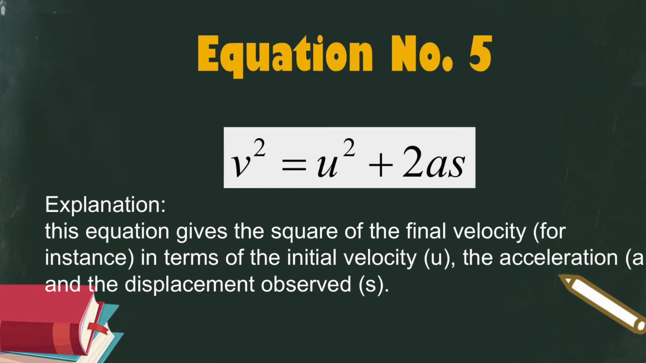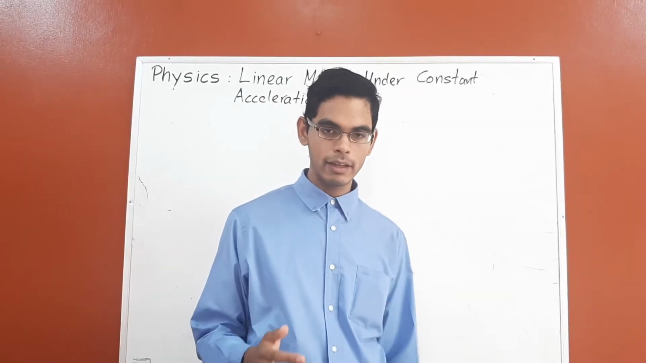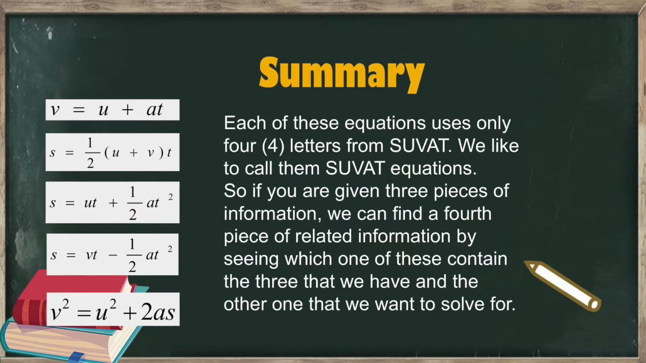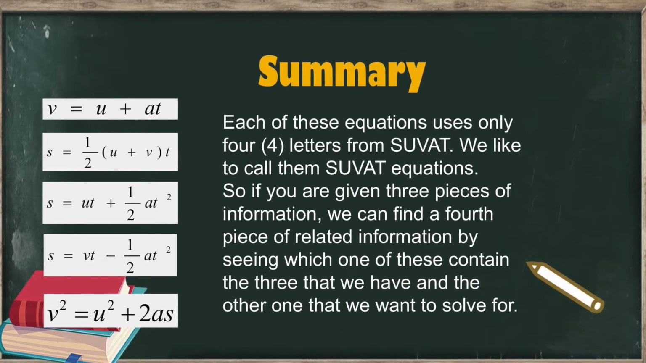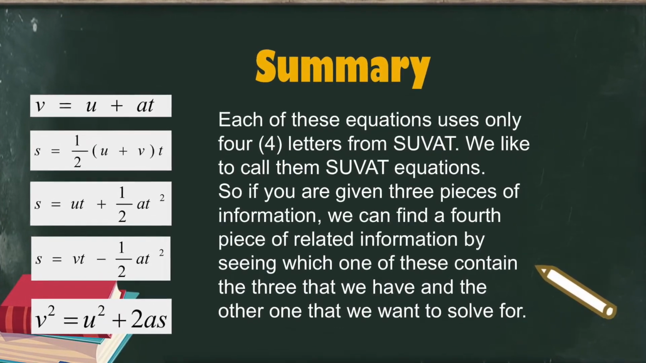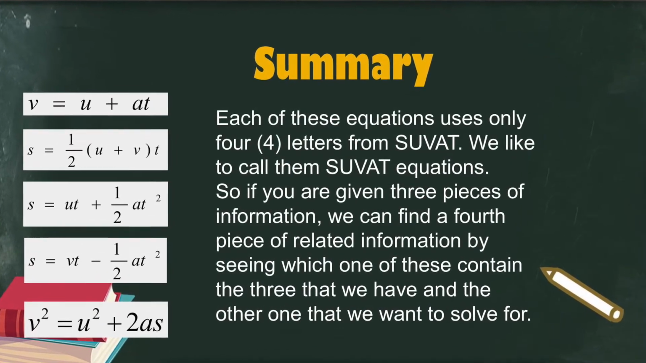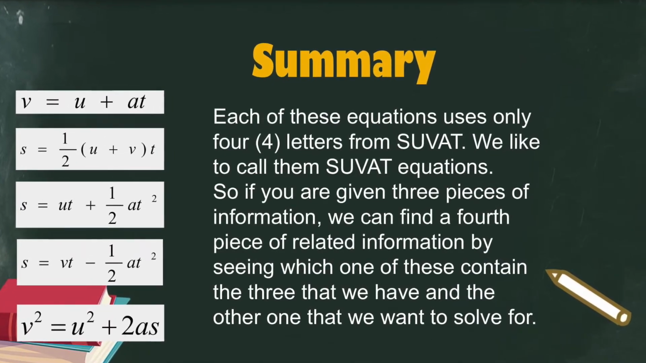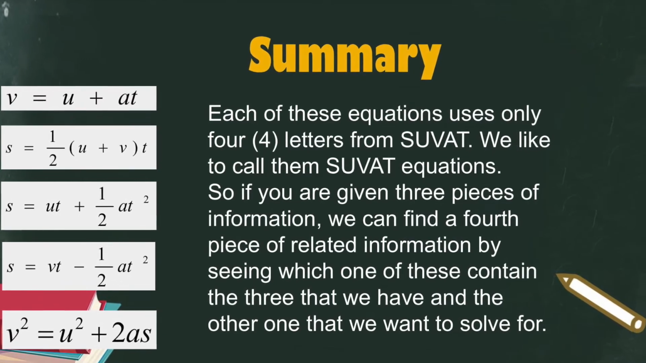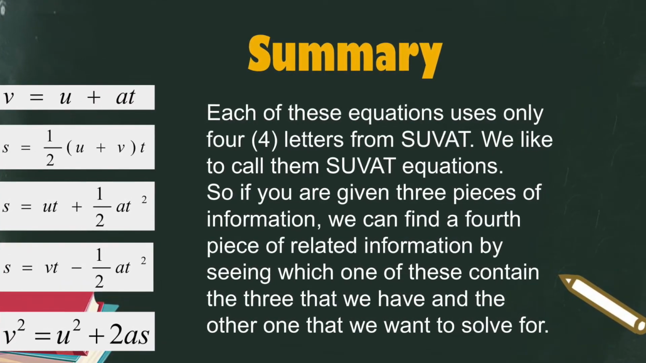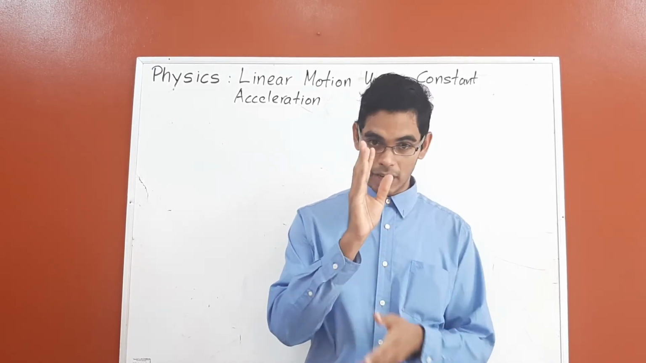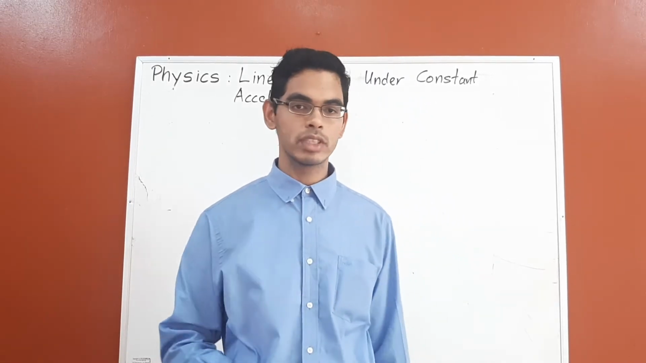In summary, these are our 5 equations of linear motion under constant acceleration. Now, as I had a note before, you cannot use any of these equations if acceleration is not constant. So if you're accelerating and that acceleration is changing, these equations don't apply anymore. You have to use calculus for that. But once you have a constant acceleration, these equations are fine.